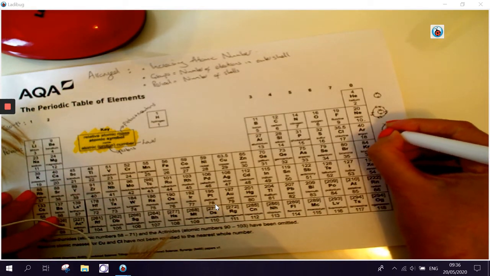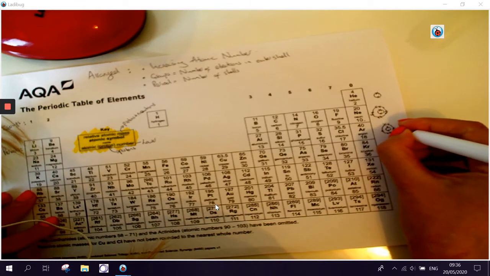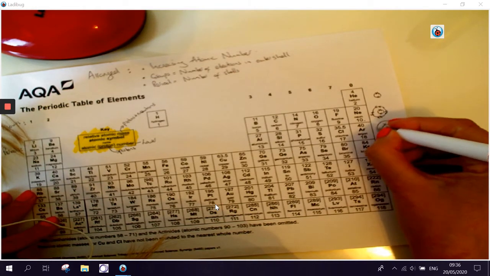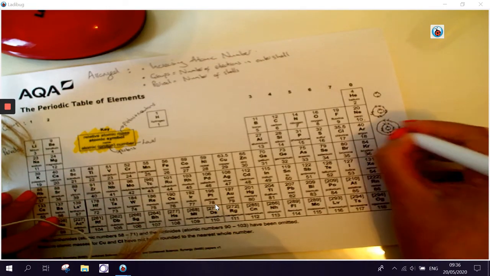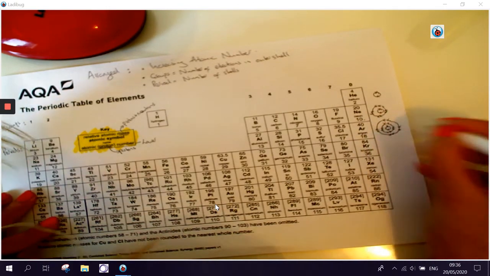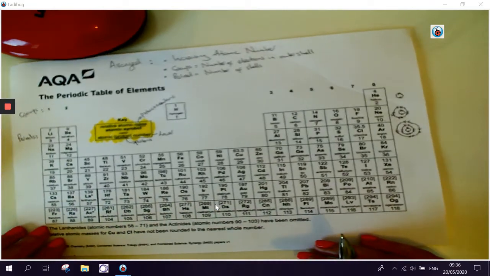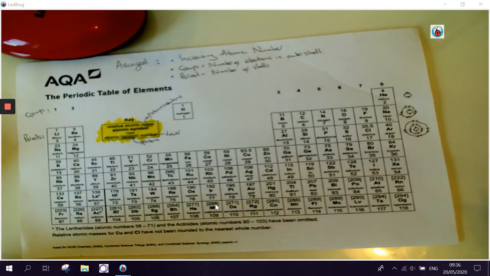then 8, then another 8. So dependent on an element's location in the periodic table, we can find out pretty quickly how many electrons that element has and how they are arranged.